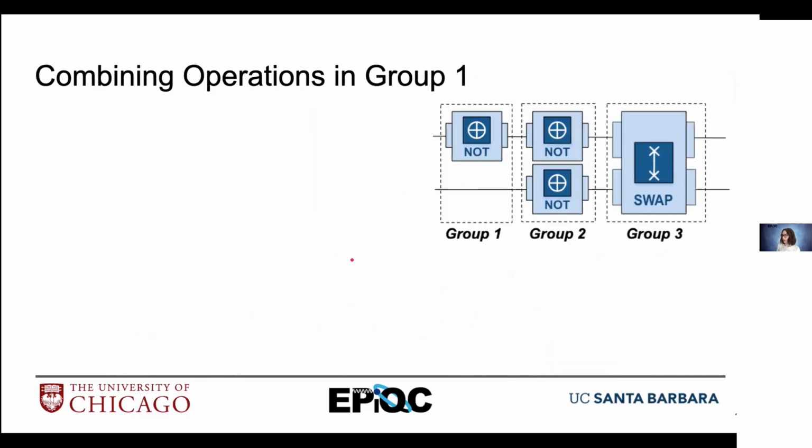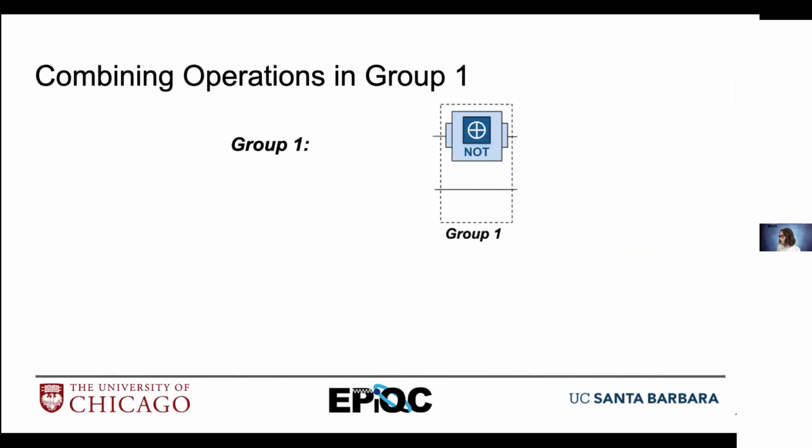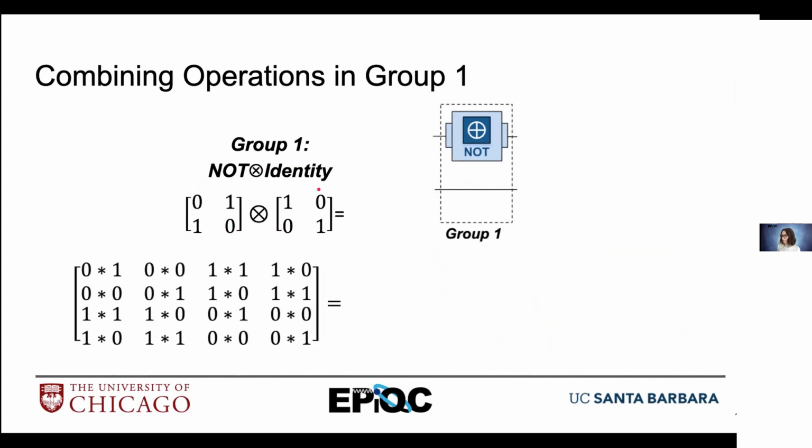So let's combine the operations in group 1 of our sample quantum circuit. Group 1 includes a NOT gate and identity operation. Since we're looking just at a wire, that stands for an identity. So we have our NOT operation matrix and then our identity operation matrix. And we'll go ahead and expand that out.